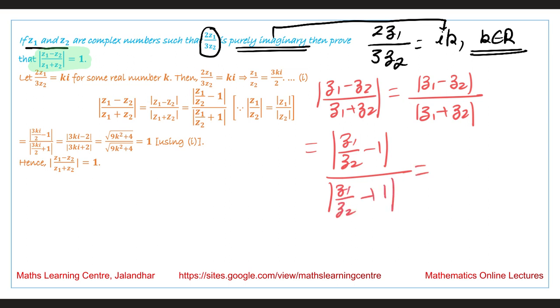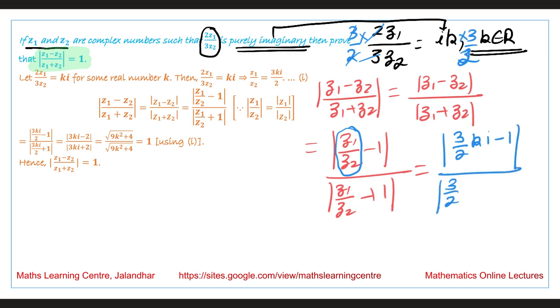So this is equal to, when we are talking about z1 by z2 over here, the value we have is, if we multiply this equation by 3 and divide by 3, divided by 2, these values get cancelled. So the value of z1 by z2 we have is 3 by 2 k iota minus 1 divided by 3 by 2 k iota plus 1. Now we are talking about the mod of these numbers.